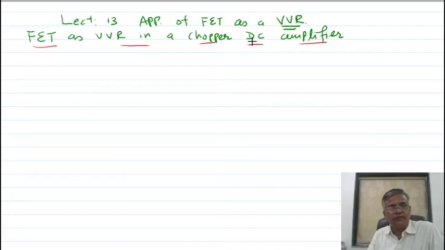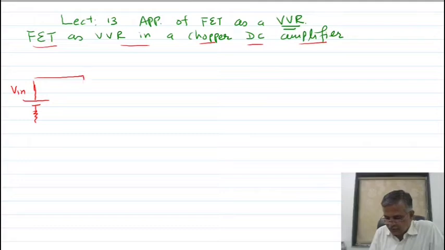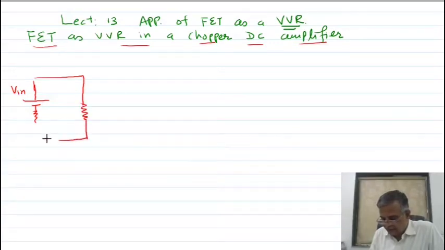We want to amplify the small DC voltage, the DC voltage which is of the order of millivolt. So that I am showing you. This is your V in. This you want to amplify. First, with the help of the FET as a VVR, we will convert this DC voltage into the AC signal.